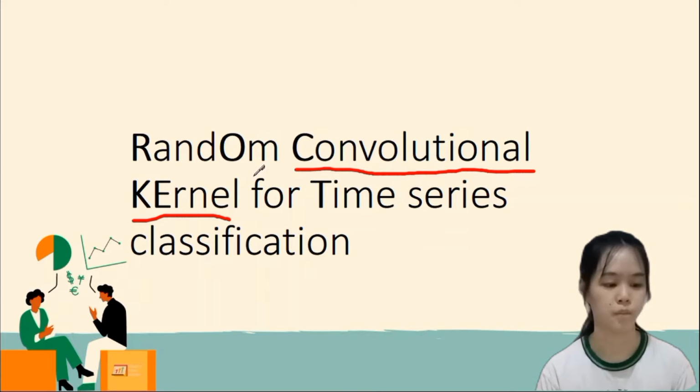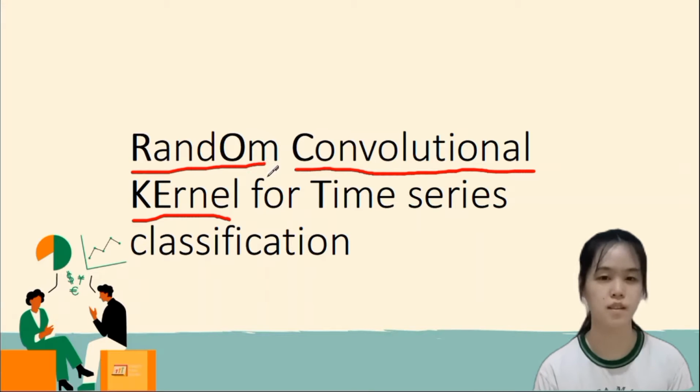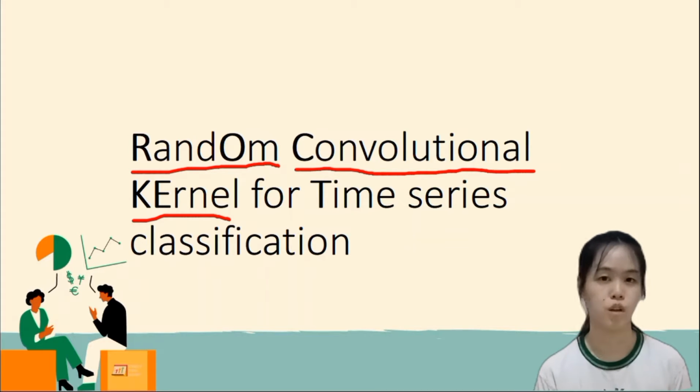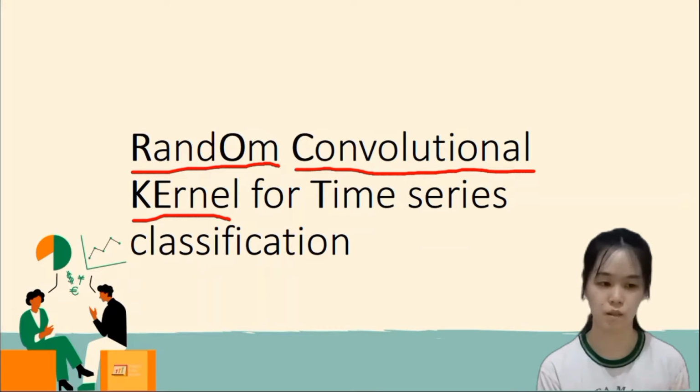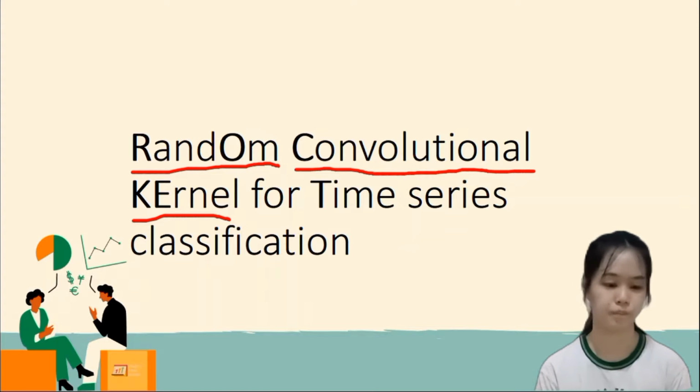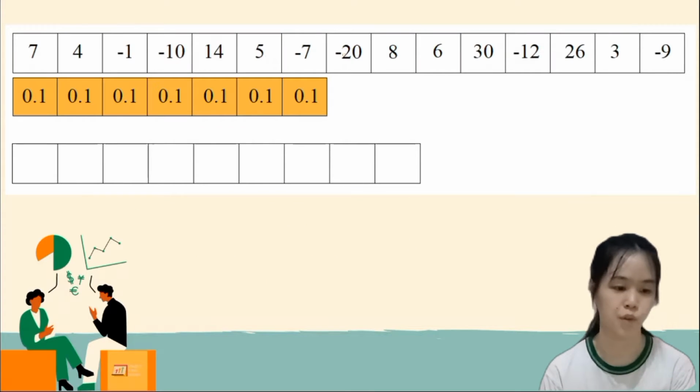And then random. Why is it random? Because the kernels produced by Rocket algorithm are random. There are several hyperparameters that could be tuned, but using Rocket, those hyperparameters would be generated randomly, so that the kernels that are generated are totally random.